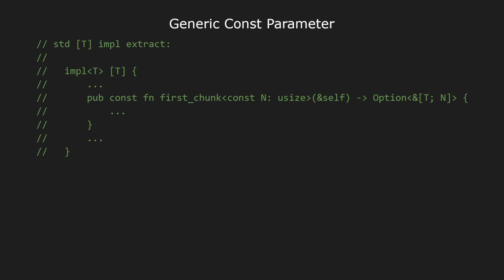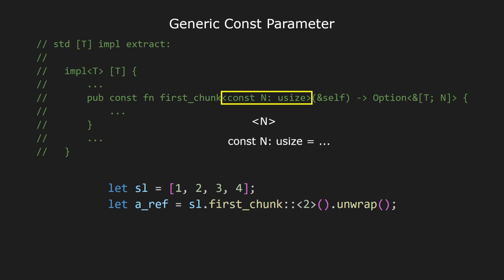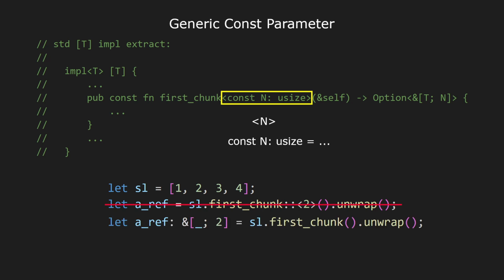Generic const parameters are another Turbofish use case. You can see from the standard library implementation of the method first_chunk for the slice type that generic const parameter syntax is a mix of generic type parameter syntax and const declaration syntax. The method first_chunk will return an Option for a reference to an array representing the first N elements of a slice or array, where N is specified by the generic const parameter. So here, aref will be a reference to an array containing the first two elements of sl. An alternative form of this, without Turbofish syntax, is this.